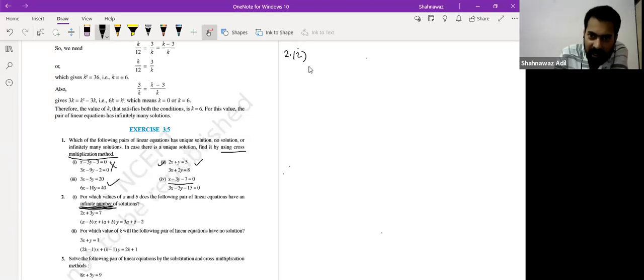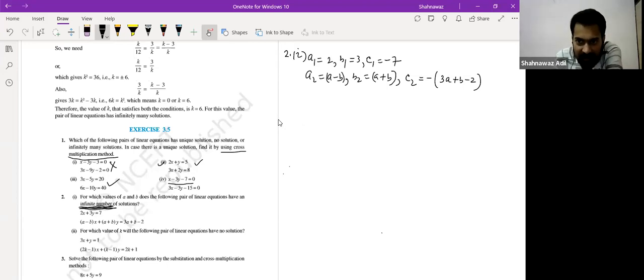So let us just write: a1 is 2, b1 is 3, and c1 is minus 7. Right, and a2 is a minus b. And b2 is a plus b, and then c2 is the big one, the big guy: 3a plus b minus 2. So this is our big guy, and we have to solve for a and b.